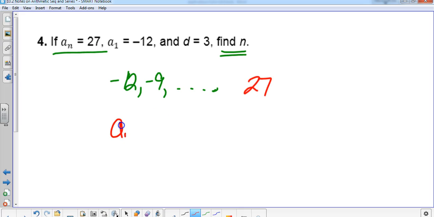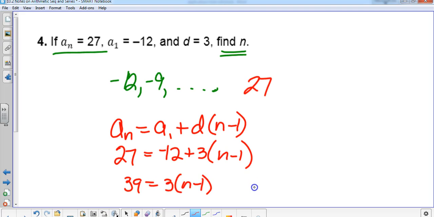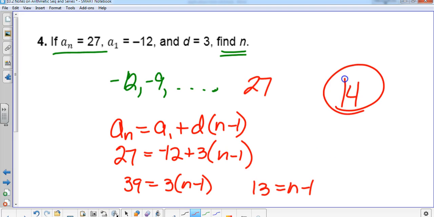Well, if we know this formula, what do we know? This is 27, equals -12 plus 3 times n minus 1. Okay, you can distribute, simplify. You could just work backwards. I was not distributing, I got 14. So this is the 14th term. There's a couple of those on the quiz, kind of weird. Asked you to figure out the term number.